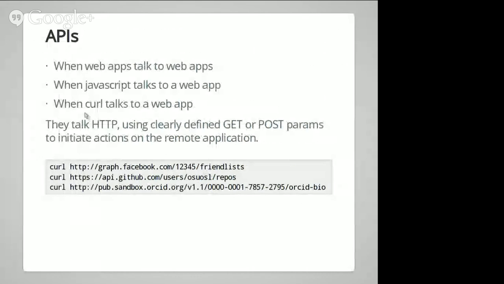APIs are another piece of this whole web app ecosystem. When a web app talks to another web app, when JavaScript from your browser talks to a web app, or when you run a program like curl from your command line that talks to a web app, they talk HTTP, remember, because that's all your web server knows how to do.